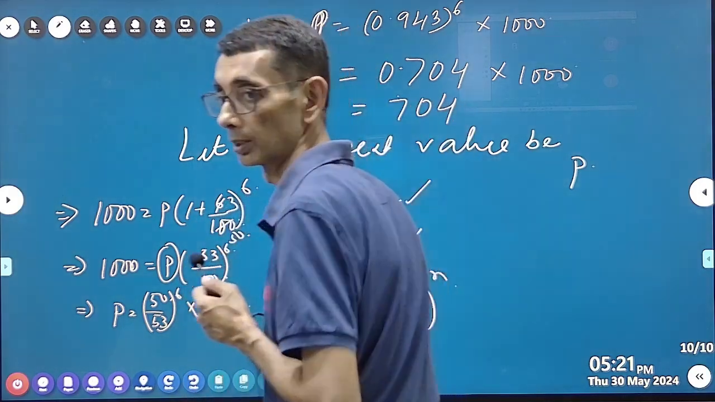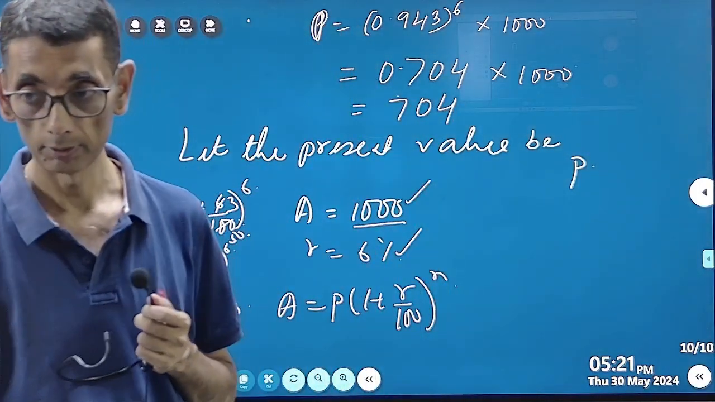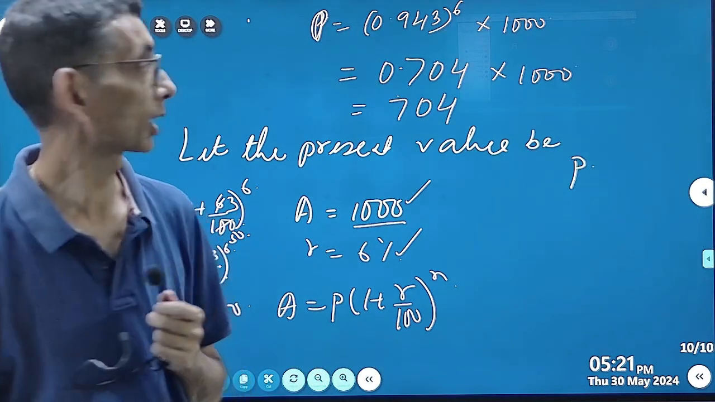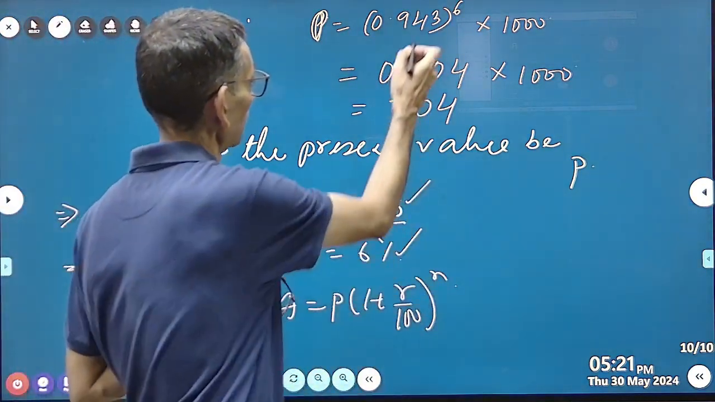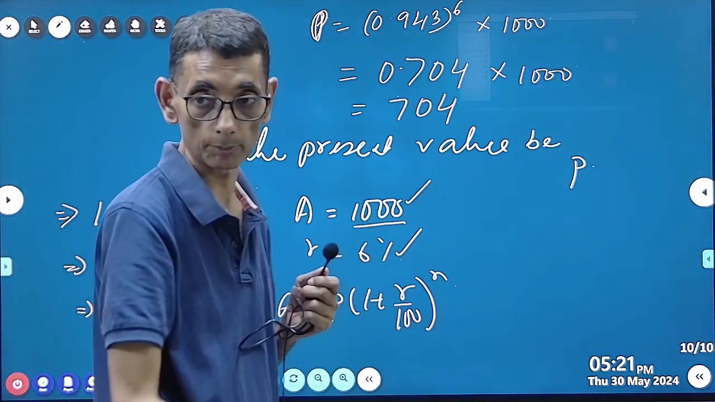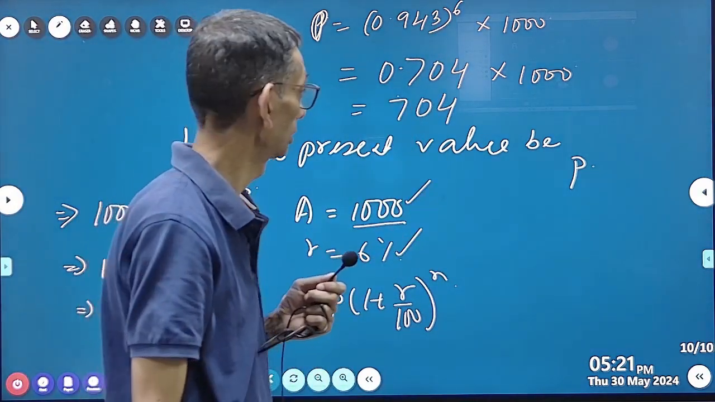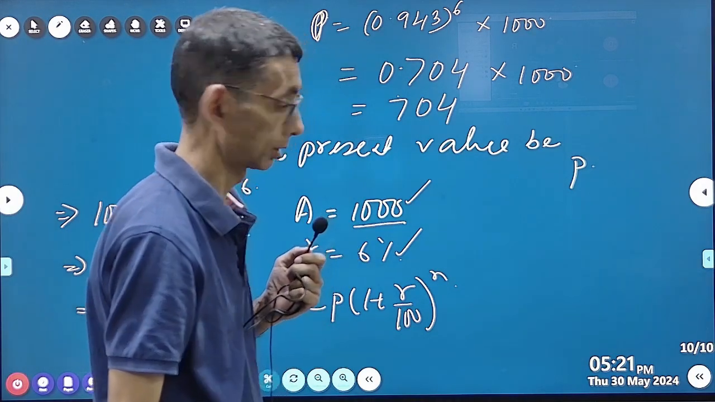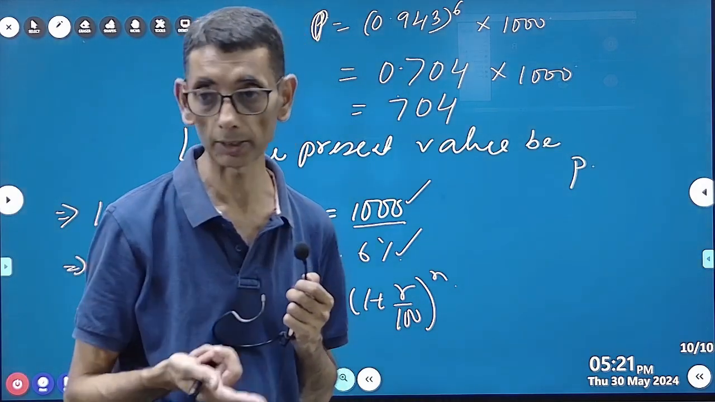When we have taken up to 3 decimals, you should take more decimals. So therefore it will come at 704. So your calculator will be allowed, so you can go by this method.